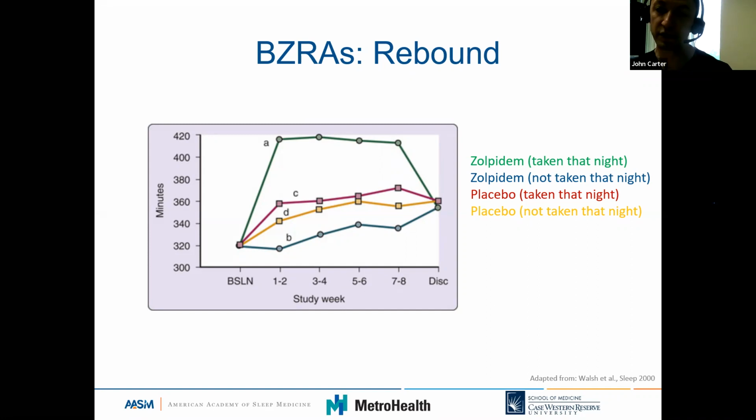That's number one. Number two, there is probably a rebound effect if you're prescribed zolpidem. Certainly you sleep better on the nights when you take it, but on the nights when you don't, you're sleeping less than folks who were in the placebo group. But also when you resume taking it, you still get the sustained benefits.